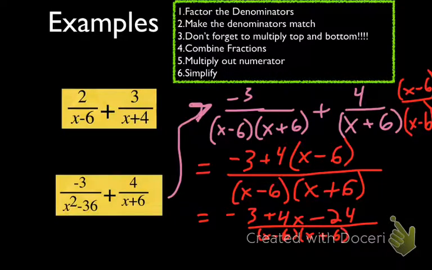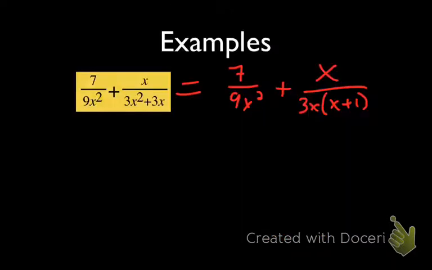And then you can just simplify the top to be, let's see, negative 3 minus, is it negative 27? Yep. Okay, so negative 27. So I factored the denominators, and I got 9x squared and then 3x times x plus 1.